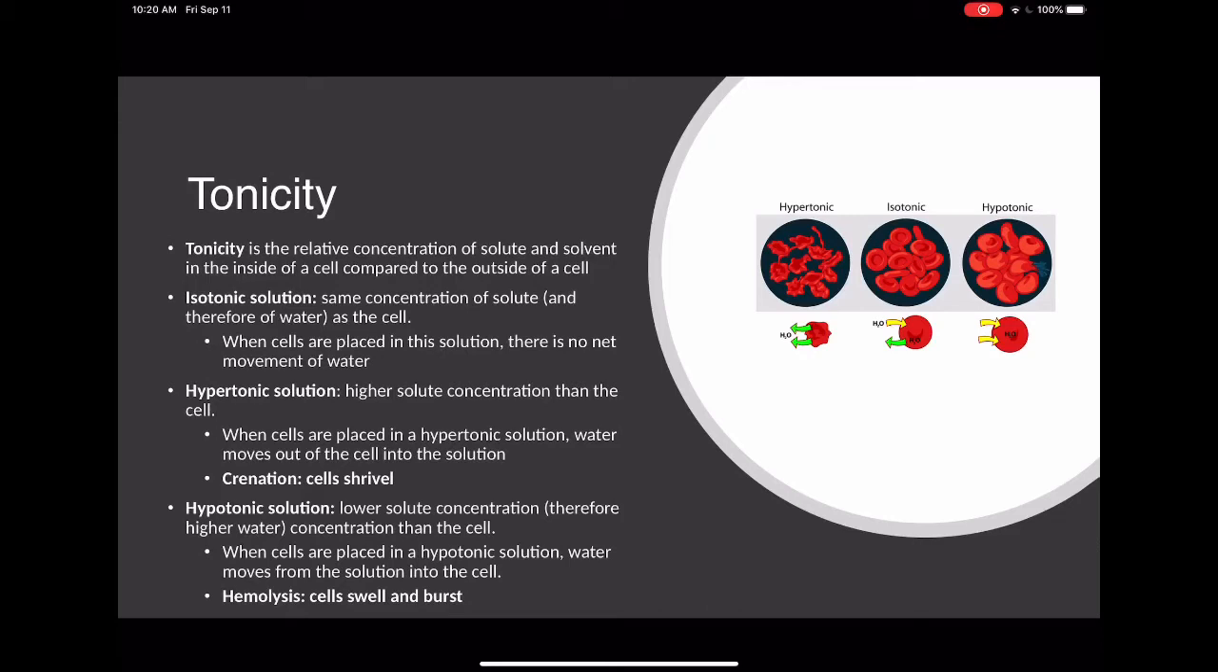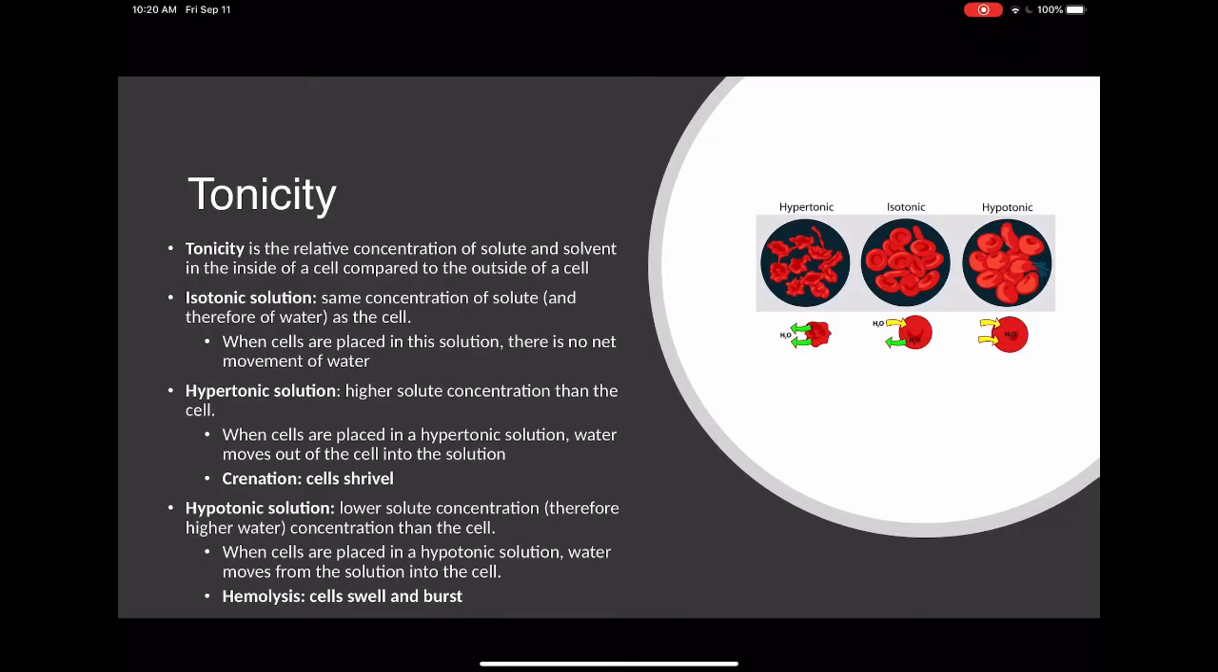A hypertonic solution is when there's a higher solute concentration than the cell. So when cells are placed in a hypertonic solution, say you put a cell into a very salty solution of water, water is going to move out of the cell and into the solution to try and equalize the distribution of water molecules across that membrane. So when this happens, you'll see a phenomenon known as crenation, where cells will shrivel. If you look at the hypertonic image in my slide, you see that the cells sort of just look mushy. They don't look like nice plump blood cells, because the water has left the cell, so they're not as solid.